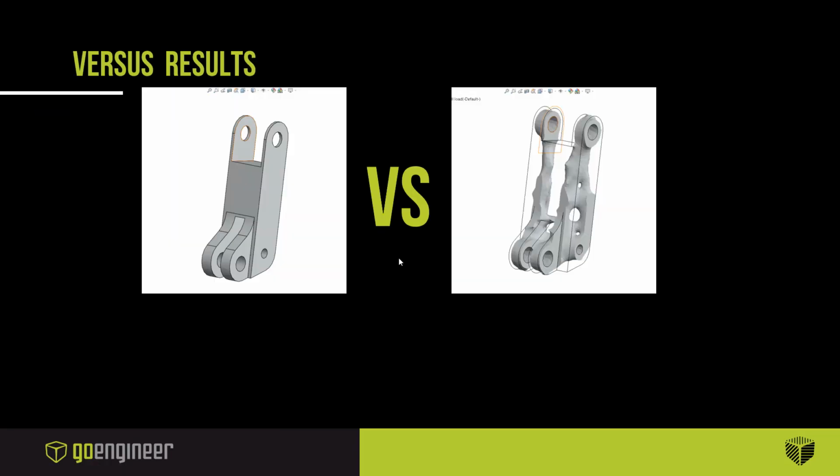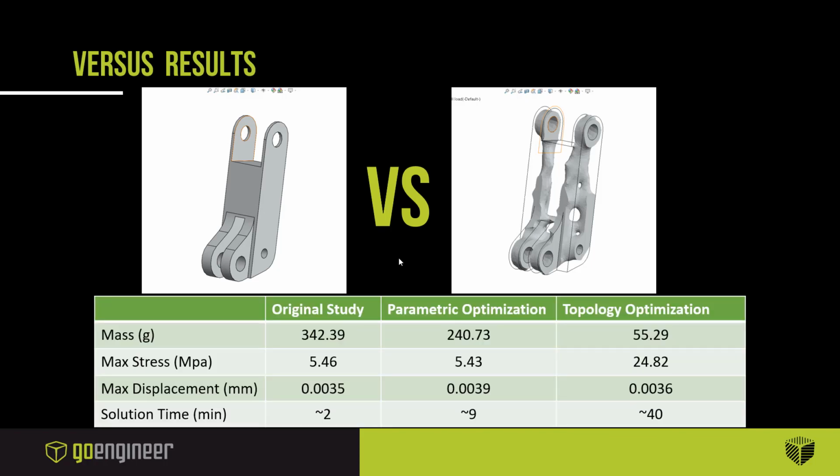Behold, the optimized shapes. As you can see, my parametric optimization is quite a bit skinnier, but it's not quite as drastic as the topology optimization. In terms of our results, we can see that both of these were able to reduce the mass, but the topology optimization even more so than the parametric, because it wasn't restricted by any existing features. In terms of the max stress, we still got very comparable results, but because the mass reduction was so great in topology optimization, the max stress did in fact rise as expected.